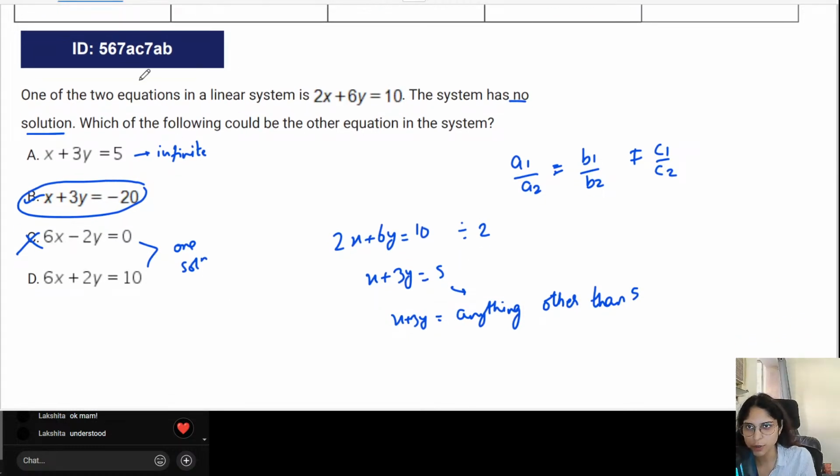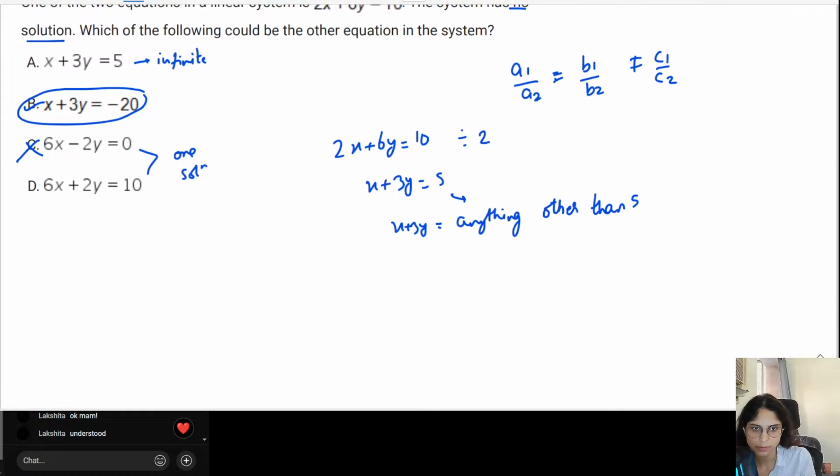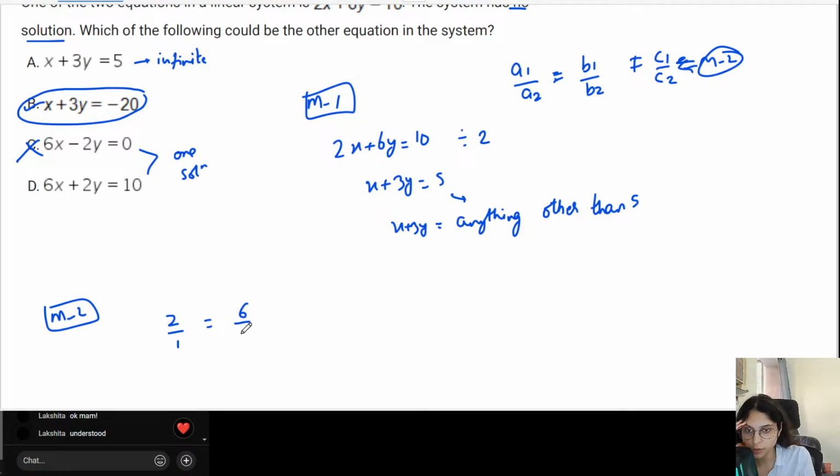Because I was seeing x plus 3y over here. Or you can also check this one. Option A. Yeah, let me do that. For example, if you're not directly able to see this, use this for method 2. So 2 over 1 should be equal to 6 over 3, should not equal to 10 over 5. This is 2, this is 2, this is also 2. So this is not checking the condition, so this can't be the answer.